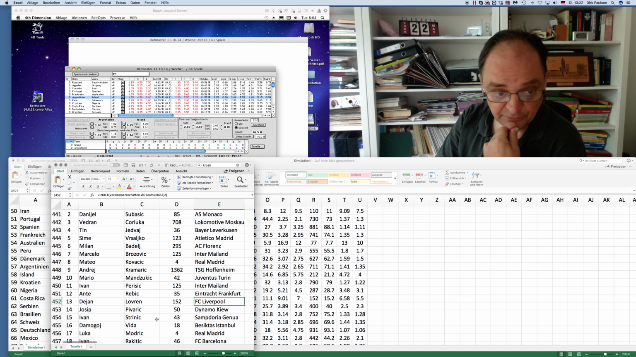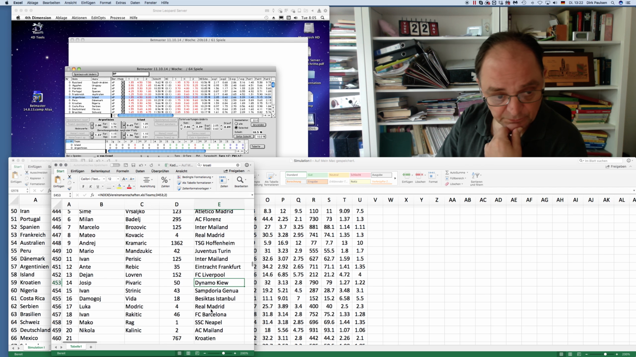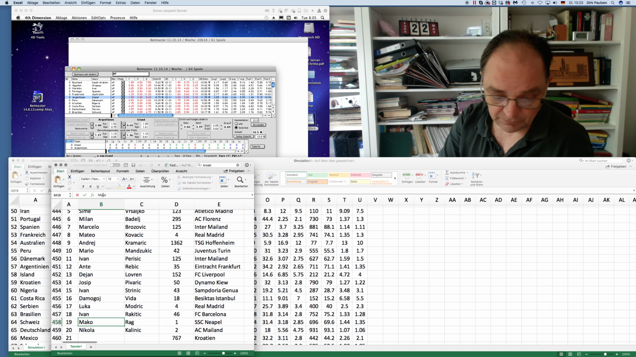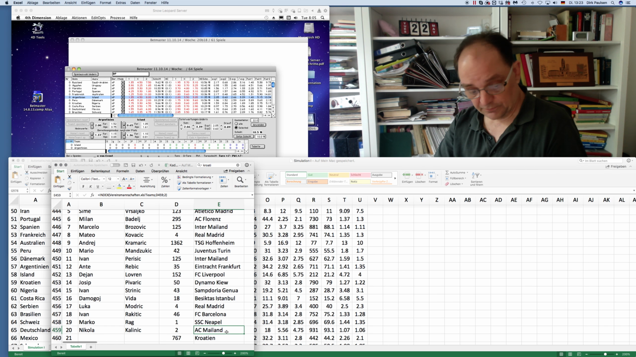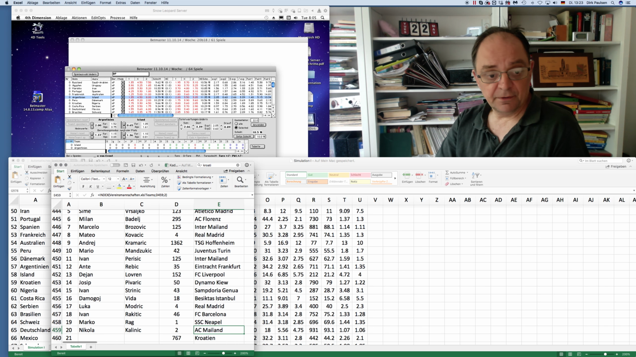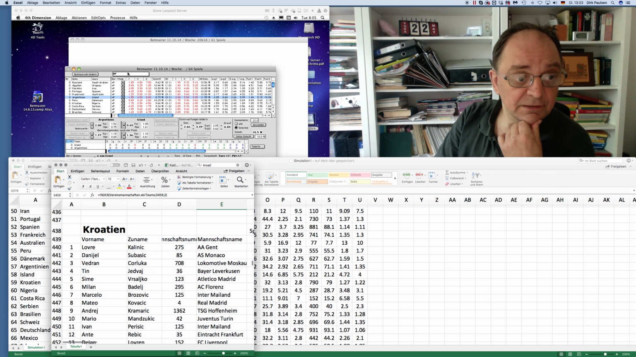Then we got Lovren, Liverpool. We got Kiev, not bad. We got Besiktas, we got another one. I mean, this is a top star, this is Modric, and this is Rakitic, and this is Marco Rog. Okay, he may not have been a regular, and there's also Kalinic playing for Milan. So this is a decent side, right?